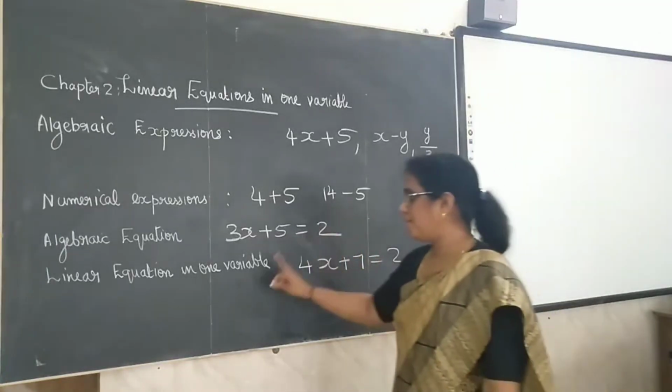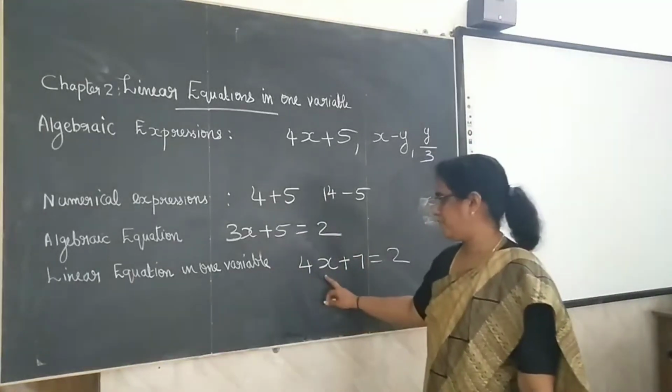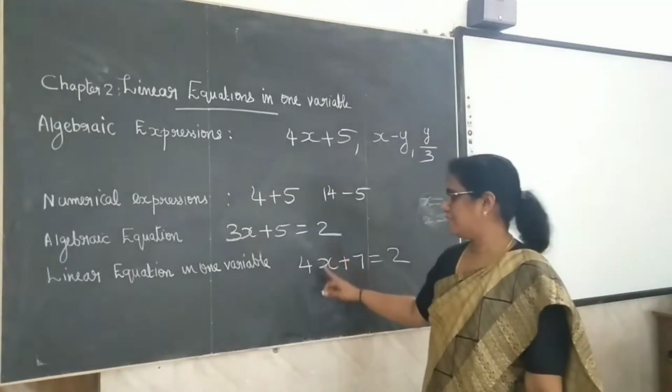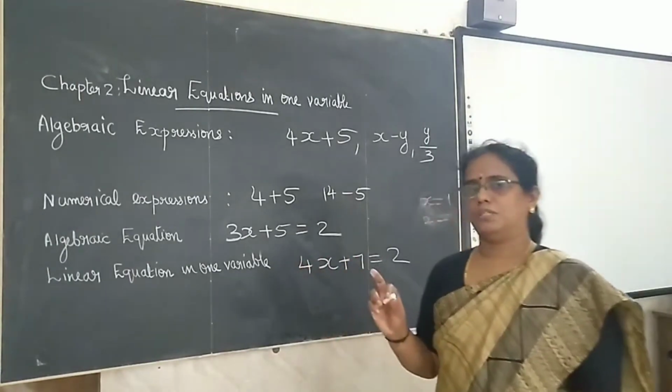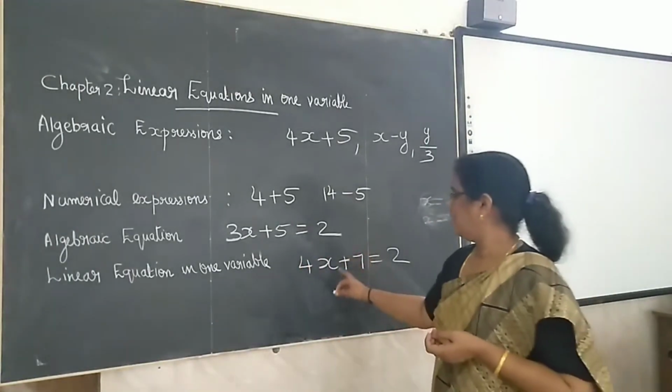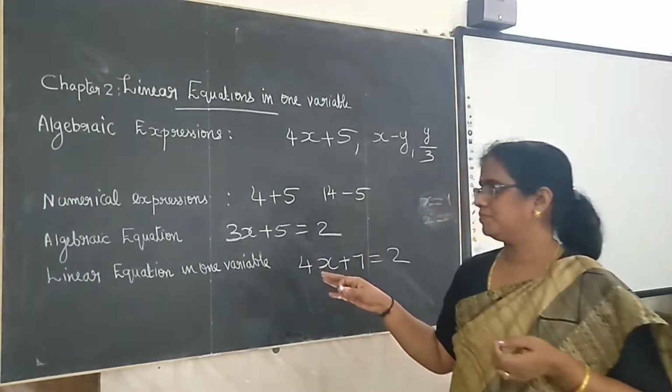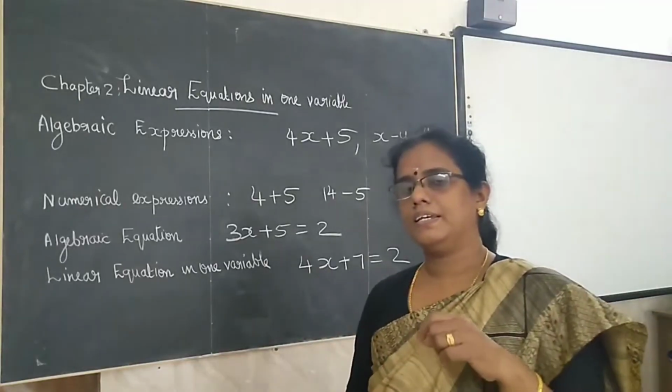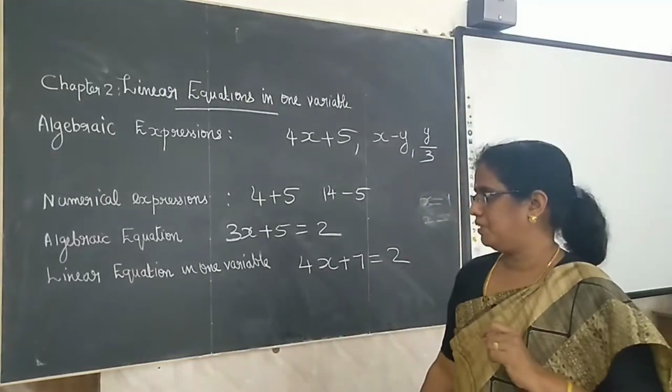And in one variable, there should be only one variable. That is only one single variable, that is x only. No other variable, only single variable. Therefore, this is called a linear equation in one variable.